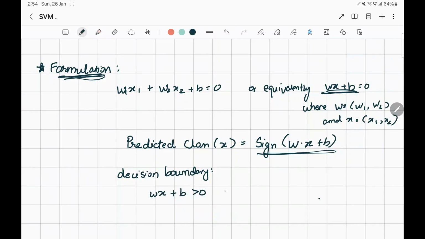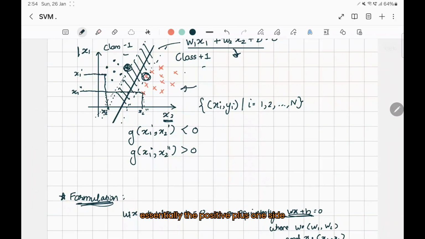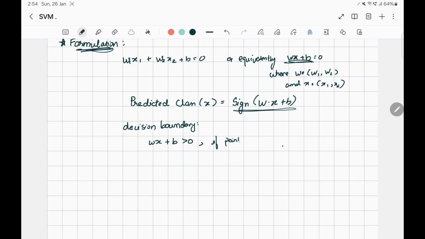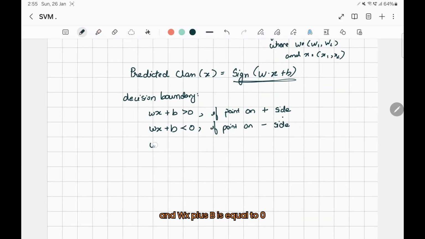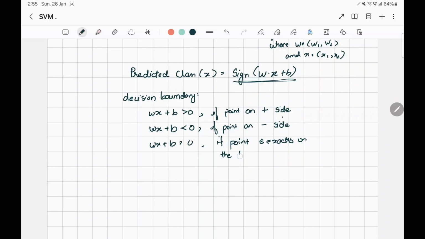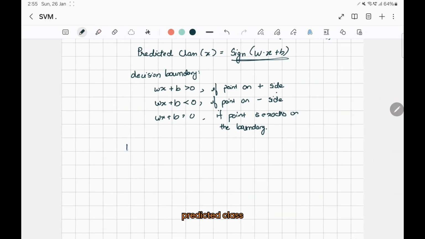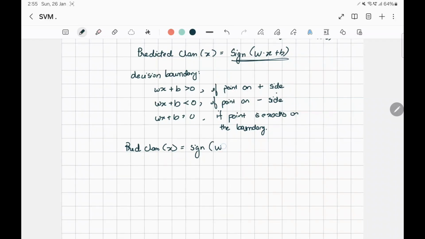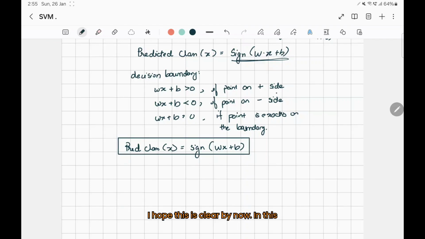wx plus b is greater than 0 if the point is on this side, essentially the positive side. wx plus b would be less than 0 if the point is on this side, and wx plus b is equal to 0 if the point is exactly on the boundary. So in classification terms, the predicted class of x is the sign, meaning positive or negative, of wx plus b. I hope this is clear by now.